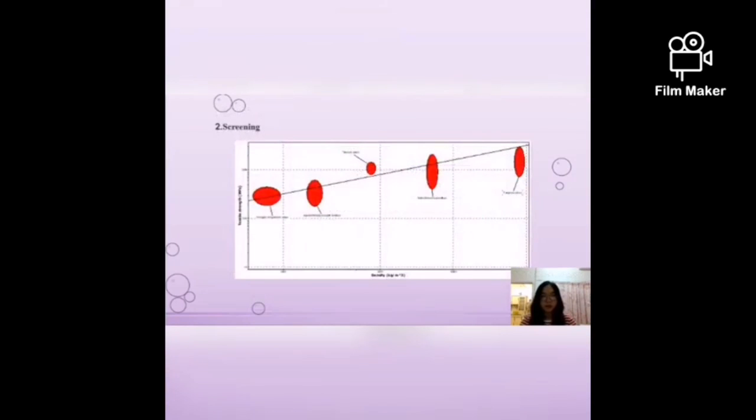The second step of material selection strategy is screening. By using CES software, we plot a graph, tensile strength versus density. The graph shows the top 5 materials with higher performance index, which are rod magnesium alloy, age hardening rod aluminum alloy, titanium alloy, nickel-based superalloy, and tungsten alloy.